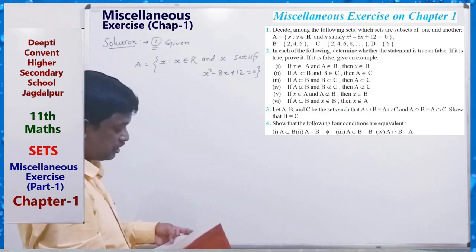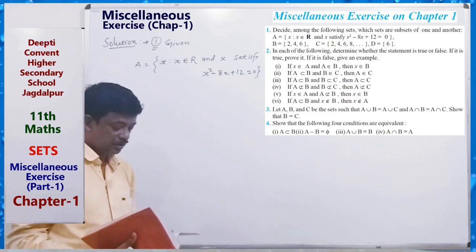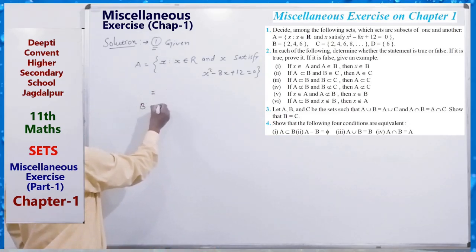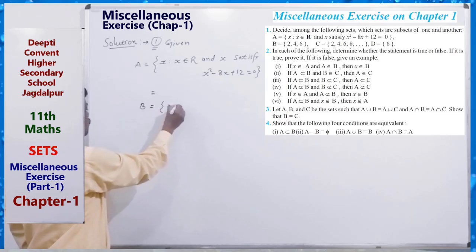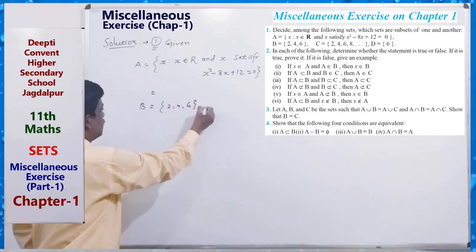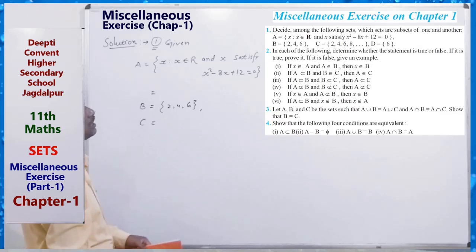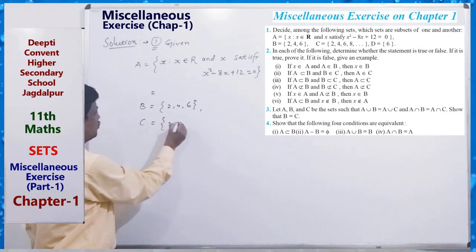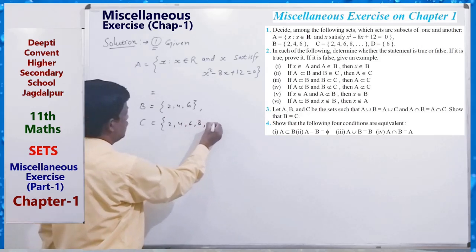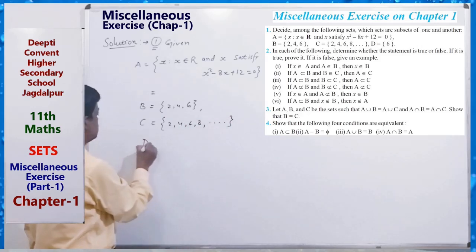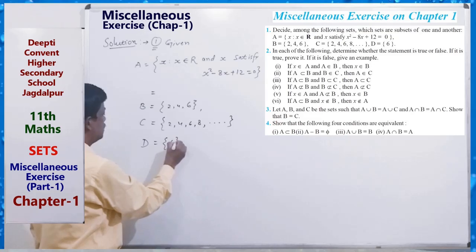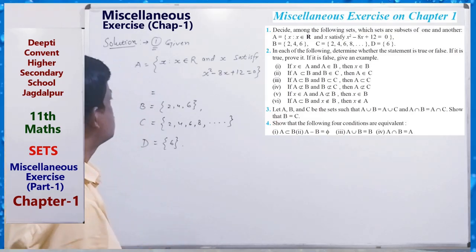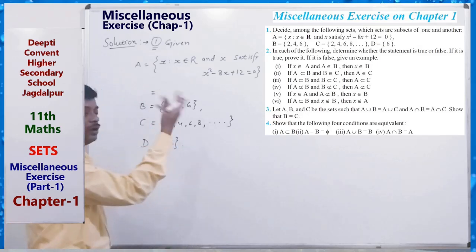Okay, and another three sets are also given: B, C, D. B is 2, 4, 6. And C is also given: 2, 4, 6, 8 and so on. And D is 6, only 6. These are the given sets. Now we have to decide which set is a subset of another.